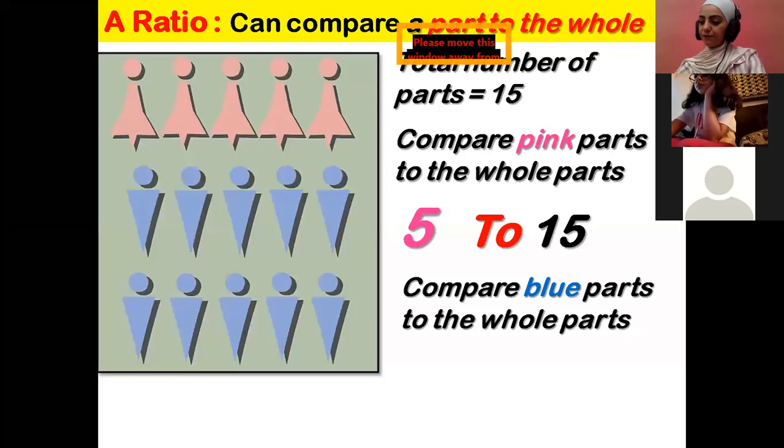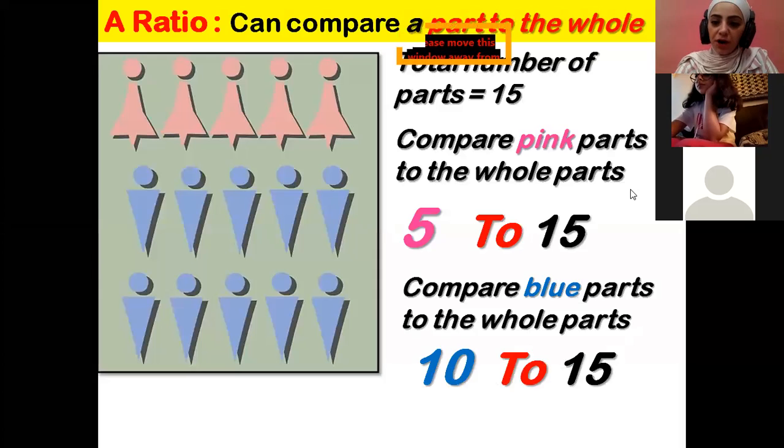Here we have a different example. Compare blue parts to the whole parts. The blue parts are 10, all the parts are 15. So when we compare blue to whole, it's 10 to 15.